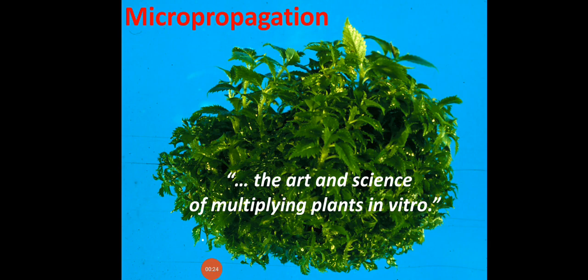Simply, a tagline of micropropagation is the art and science of multiplying plants in vitro. In vitro means within laboratory conditions. Multiplying means we can produce a larger number of plants with a single desired character, a single desired quantity and quality, or transgenic, which is genetically manipulated in nature.